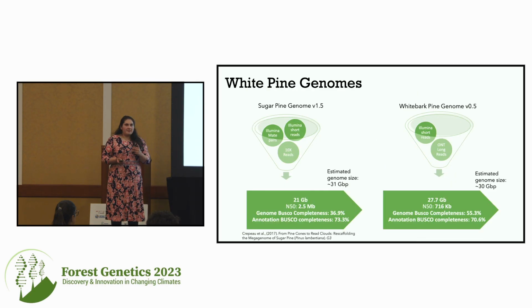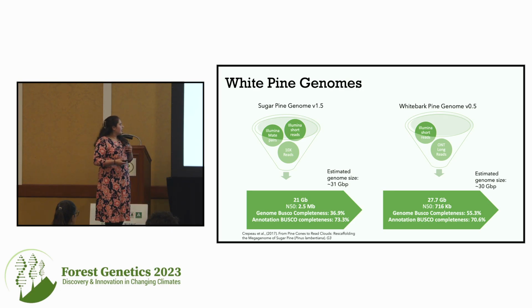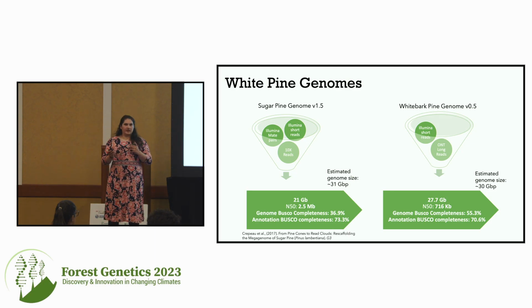All right, for the white pine genomes that I was able to use, like I said, we have the sugar pine genome and the whitebark pine genome, Pinus lambertiana and Pinus albicaulis. The sugar pine genome has been available for a little while, version 1.5. The genome size is estimated to be about 31 gigabase pairs. However, the assembled genome is significantly smaller than that, which we believe is due to filtering or collapsing of reads during scaffolding. However, it does have quite a good N50, so it's a very contiguous genome.